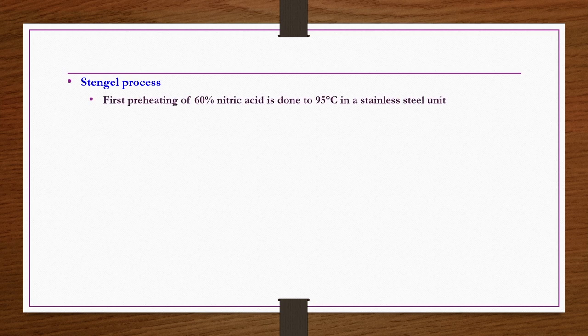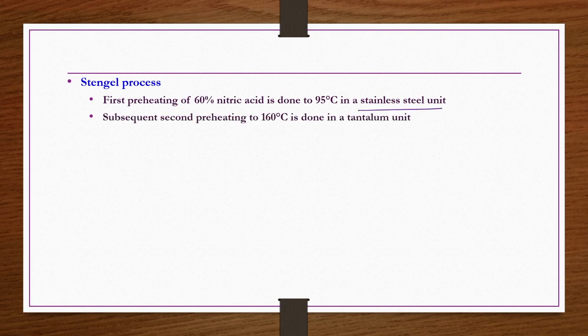Now the description of the same process we see. First, preheating of 60% nitric acid is done to 95 degrees centigrade in a stainless steel unit. Subsequent second preheating to 160 degrees centigrade is done in a tantalum unit. These are the materials of construction.